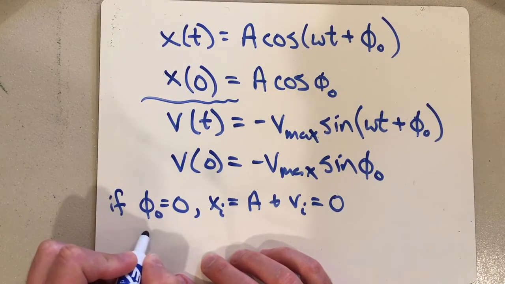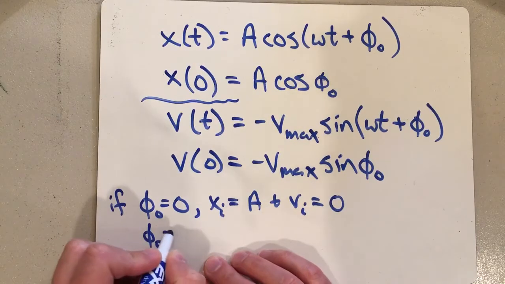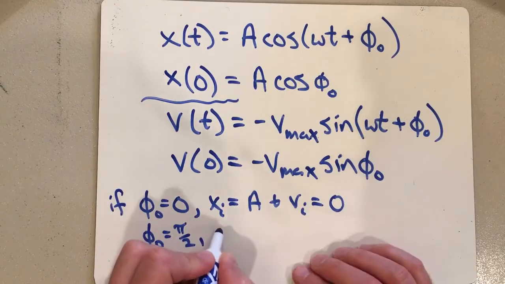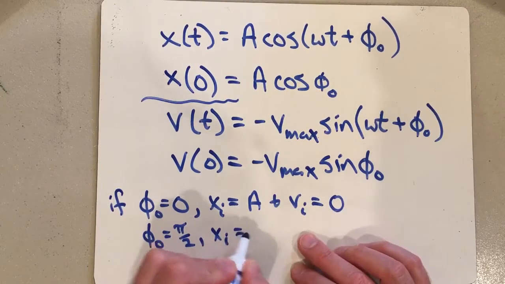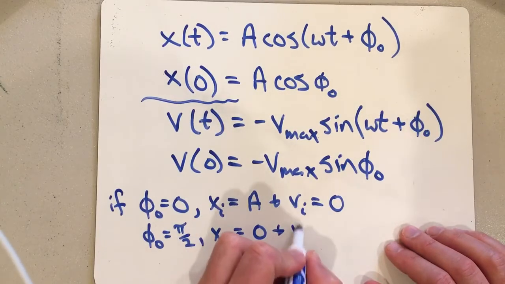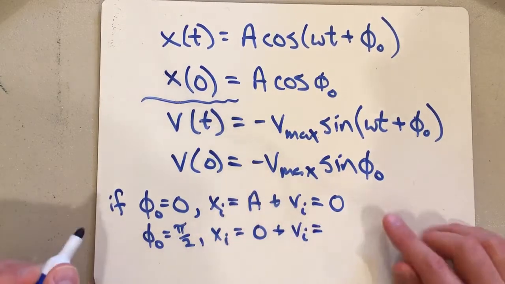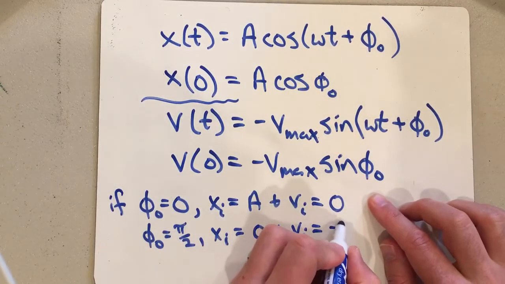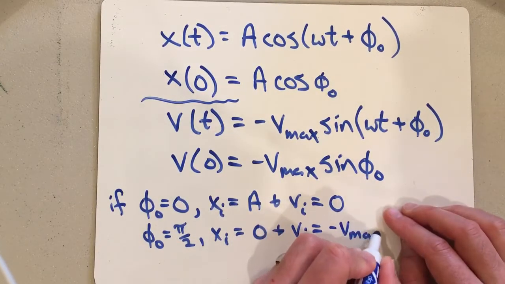So then the next one is phi 0 equals pi over 2. Okay. X initial, we've already identified this, is 0. And v initial, okay, so pi over 2, the sine of pi over 2 is 1. So this becomes negative v max. Okay.